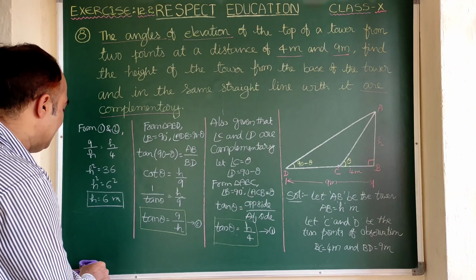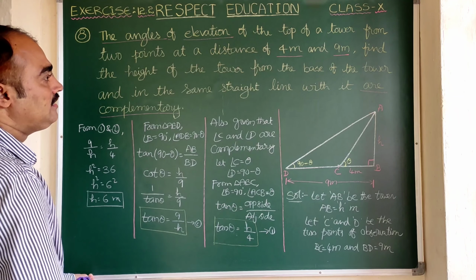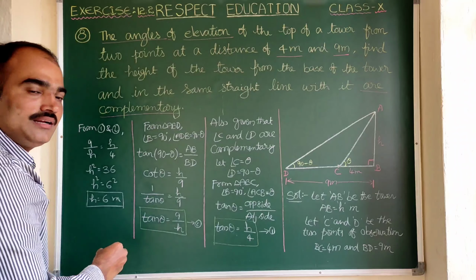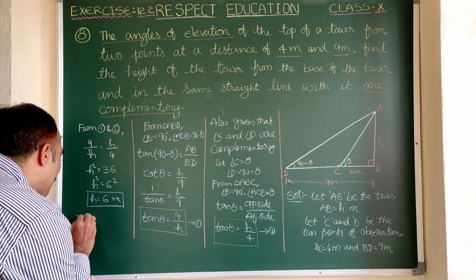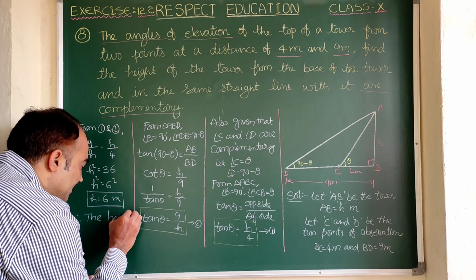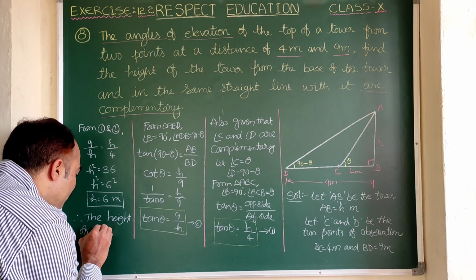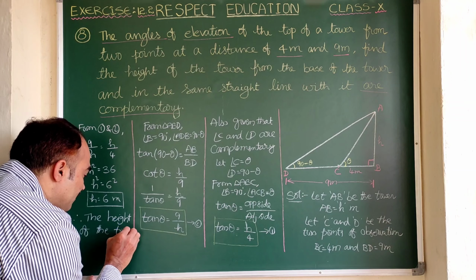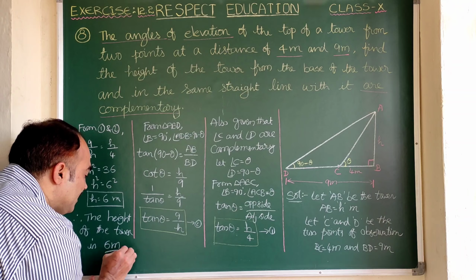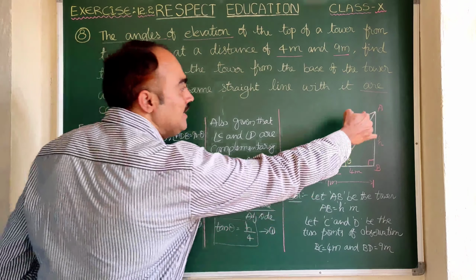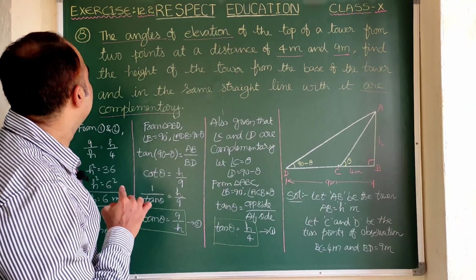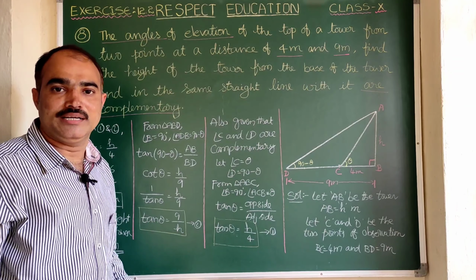Now let us write the conclusion. Here it is asked to find the height of the tower. So let us conclude that therefore the height of the tower is 6 meters. Therefore, in this problem the height of the tower is 6 meters. So with this, problem 8 gets completed.